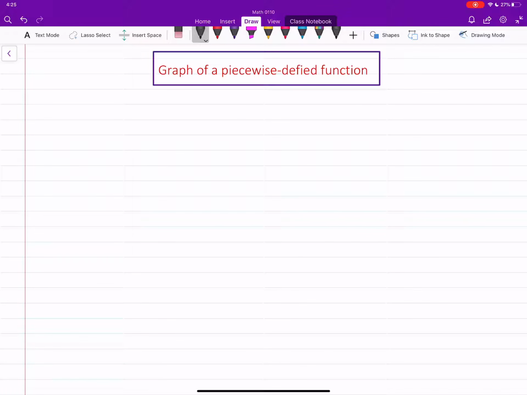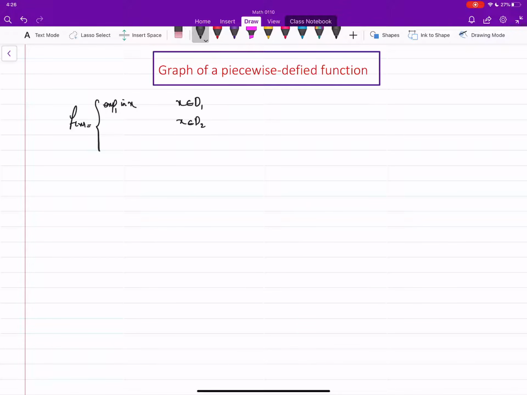Hi, in this video I will review a few important points that you need to keep in mind while trying to sketch the graph of a piecewise defined function. First, recall that a piecewise defined function is a function which has different formulas or expressions on different pieces of the domain. So the domain has a D1 part, a D2 part, and so on.